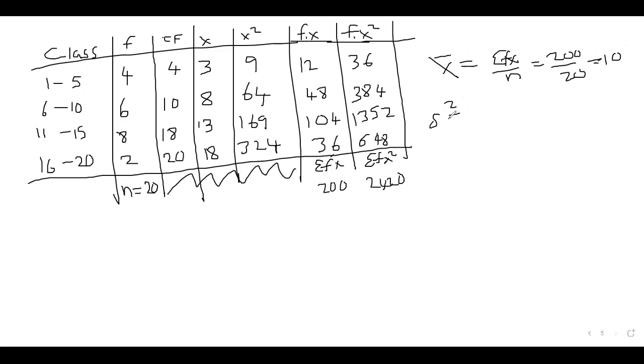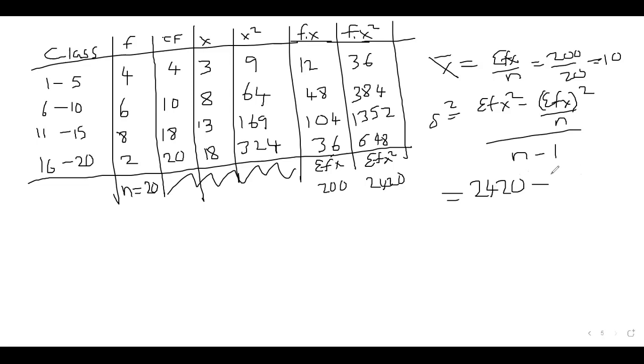And the variance: summation of fx squared minus summation of fx to the power 2 over n, everything over n minus 1. So what is fx squared? 2420. What is fx? It's 200 but to the power 2. So you need to distinguish this figure and that figure. This one is a big figure, 2420, then this one is a smaller figure, the 200 over 20. Okay, everything over 20 minus 1. So this is called the variance.